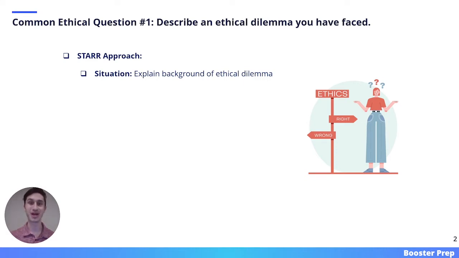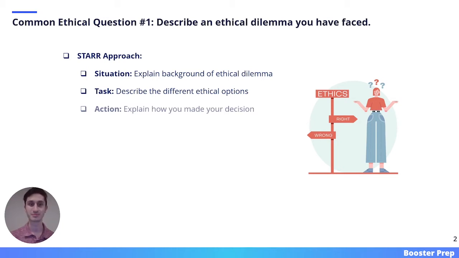First, we have describe an ethical dilemma you have faced. For this question, I recommend using the STAR approach. STAR is an acronym that outlines your response. It starts with situation, where you explain the background of the ethical dilemma. You then go on to task, where you describe the different ethical options available as well as their pros and cons. Moving on, you go to action, where you explain how you made your decision.